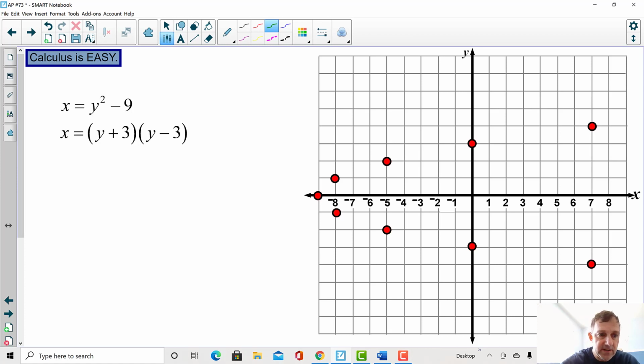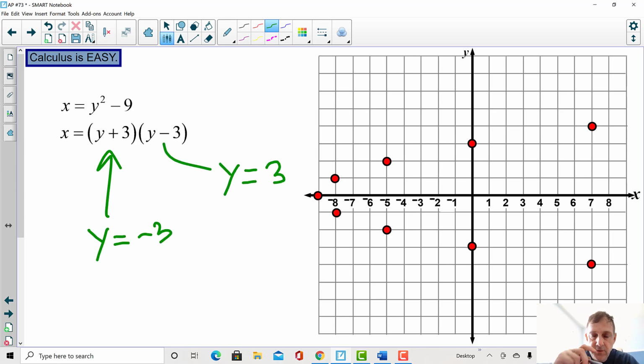So again, you could factor it, and if you let y equal -3, or if you let y equal +3, you're getting 0 for the x. So for one x value, we're getting two different y's. So of course, this is not a function, but we do need to be able to graph this in order to do some of these examples.